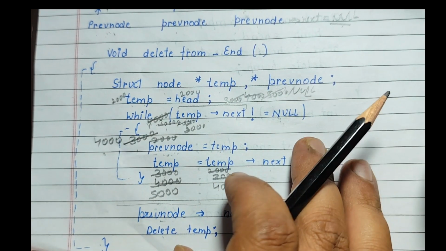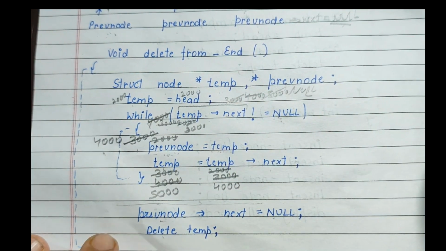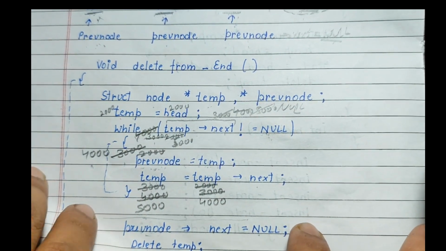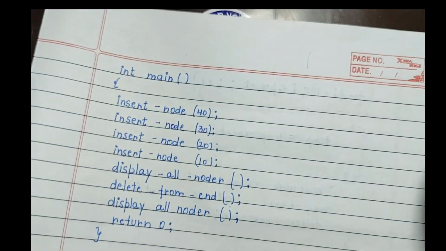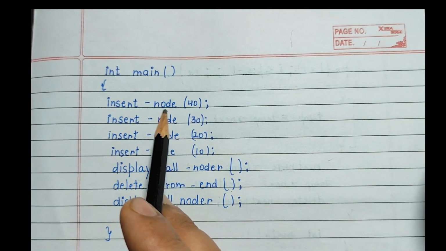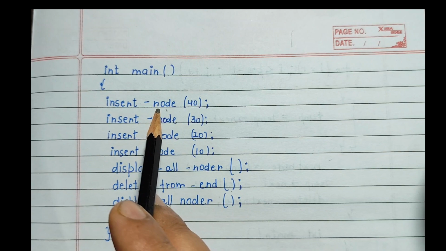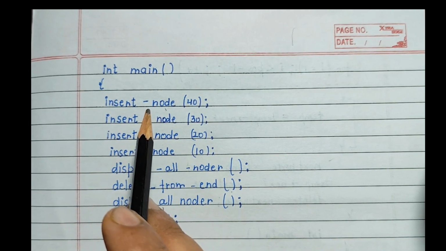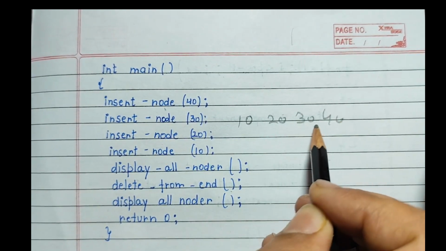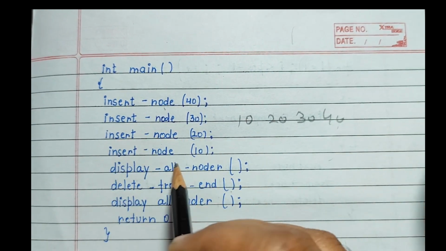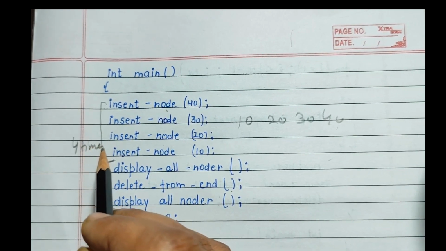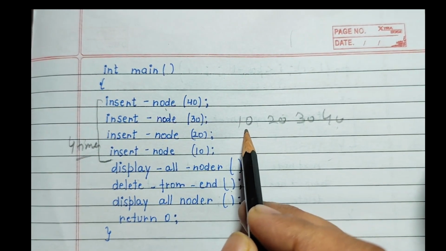Now further, I call this delete from end function inside the main function. So for doing this, first I create a main function. In the main function I call the insert node function. I hope all of you know the insert node function is used for inserting a node at beginning. So first 10, 20, 30, 40, these nodes are created by using this function, because I call this function 4 times. Every time we insert the node at beginning.